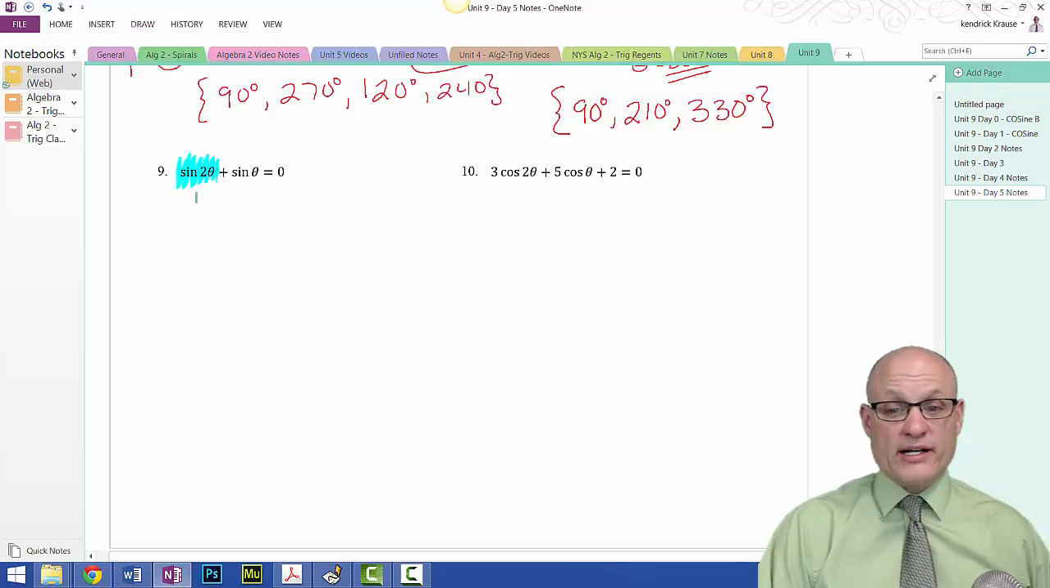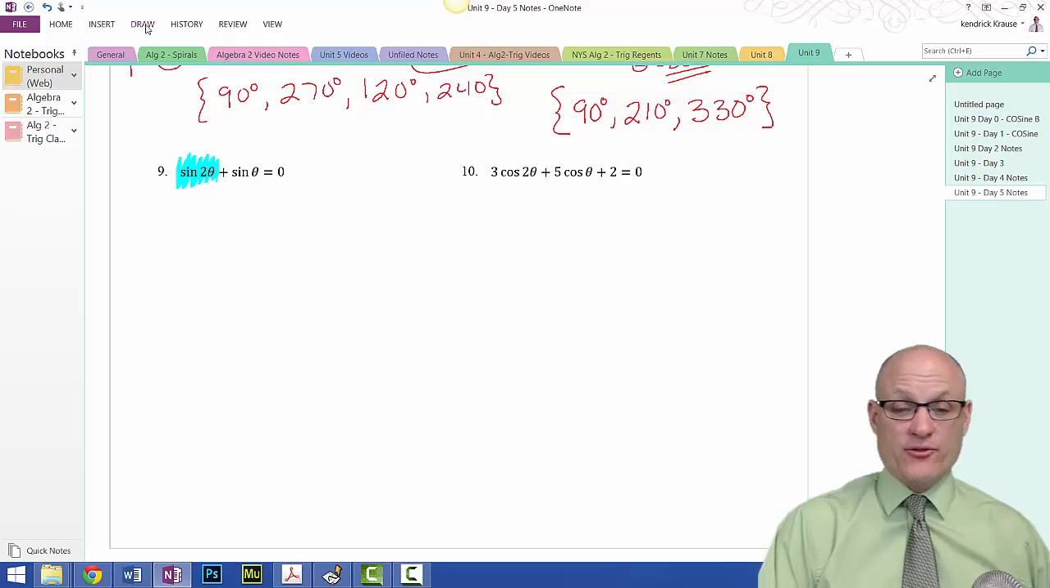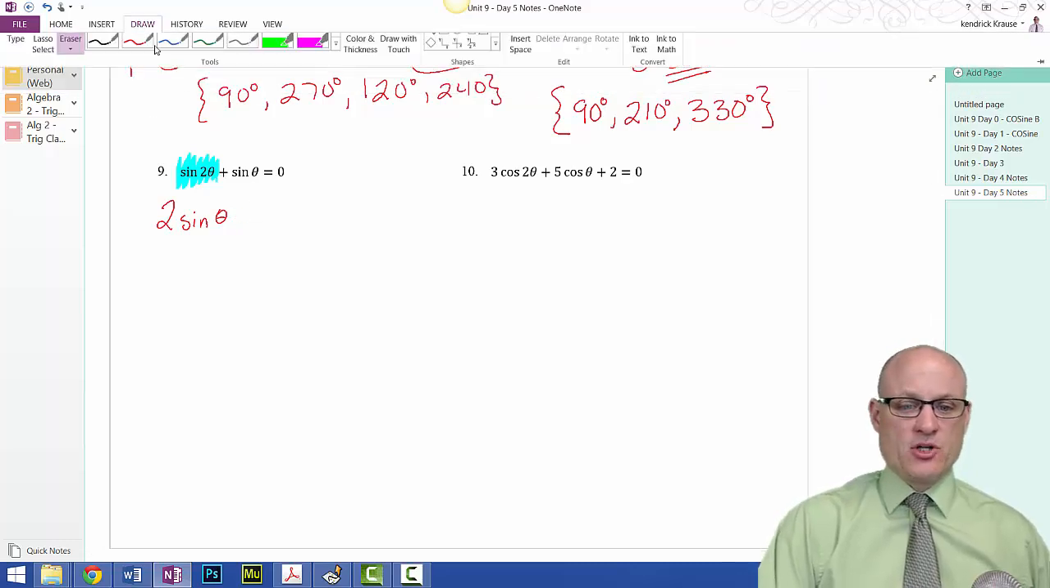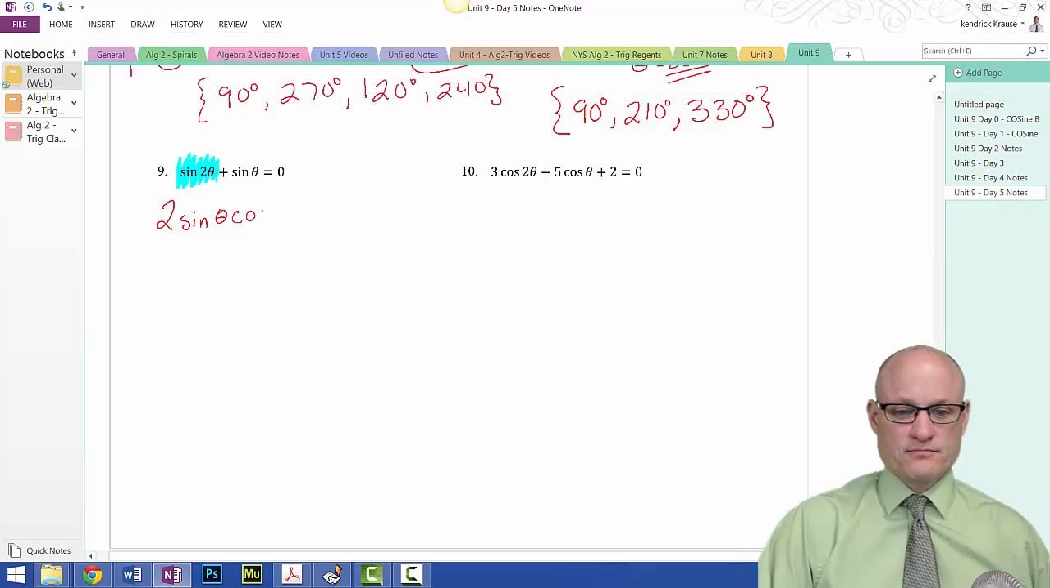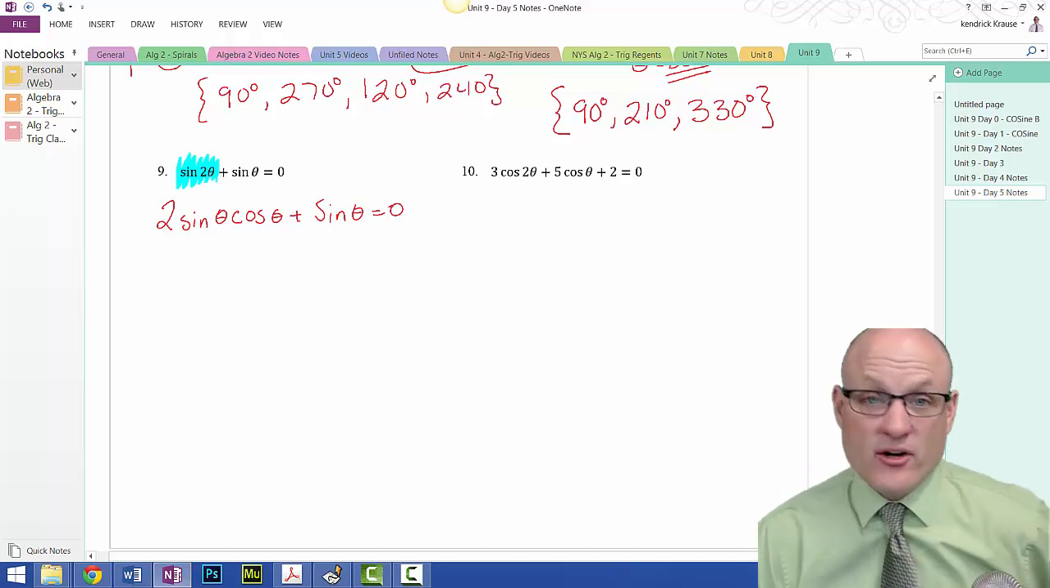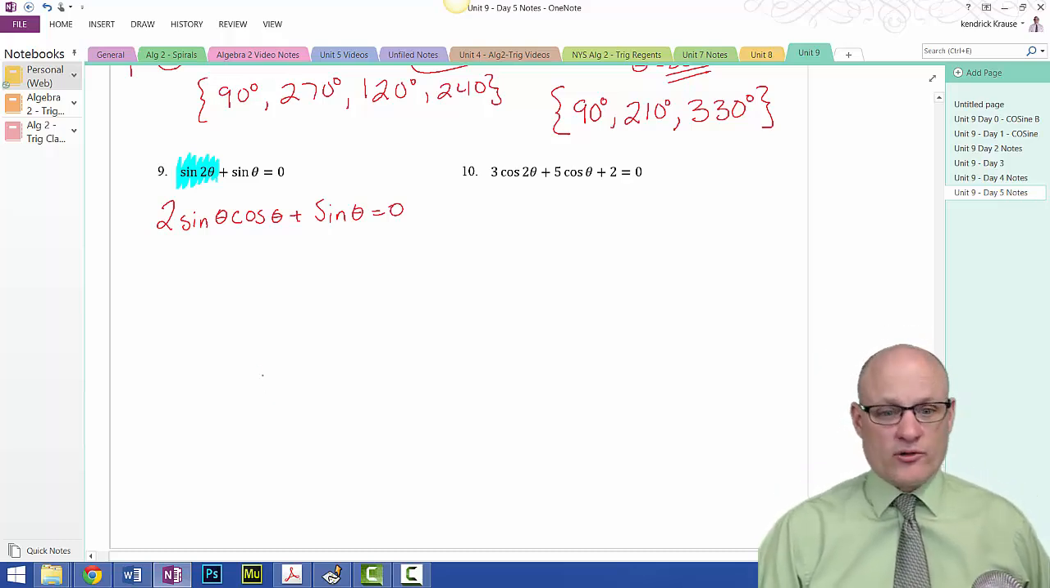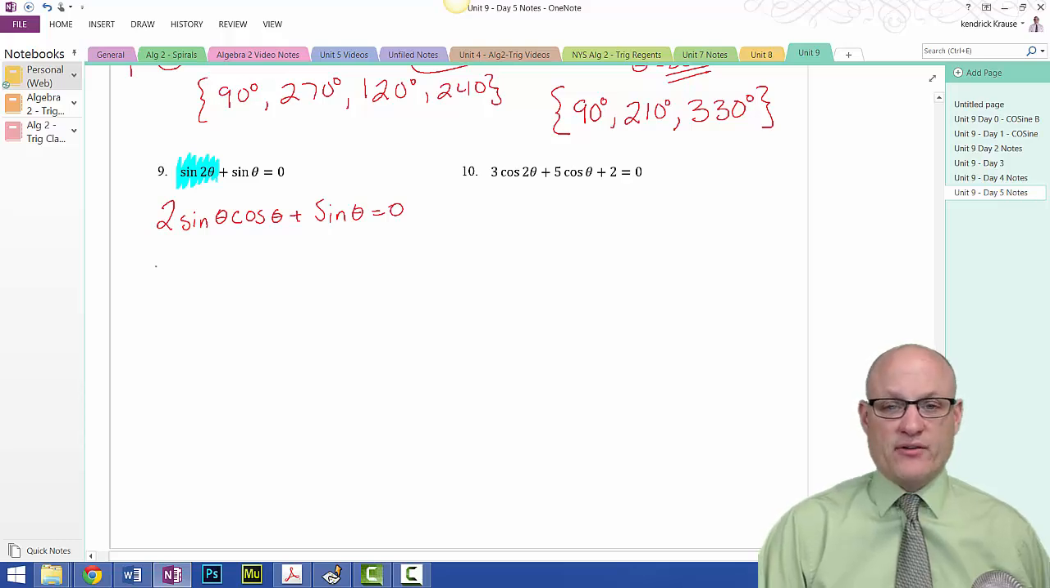I only have one option for sine of 2 theta. There's only one. It is simply 2 sine theta cosine theta, plus, and copy everything else down, sine theta equals 0. Remember what I said, you're going to start either factoring if it's a quadratic, or start looking for a GCF. And in this case, there's a GCF of sine. So I'm going to take sine theta out, and I'm left with 2 cosine theta plus 1.